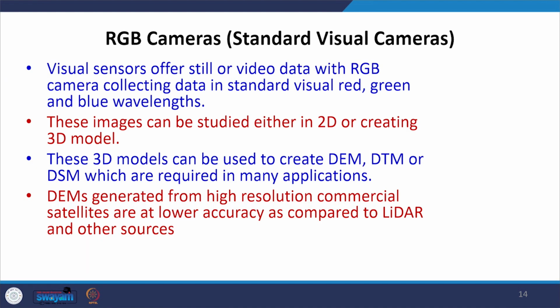We are using RGB cameras, which are the standard visual cameras here, and these visual sensors will offer us still or video data of the area which is collected in the standard visual red, green and blue wavelength part of the electromagnetic spectrum. As already mentioned in the previous lecture, these RGB images can be studied either in 2D mode or we can create a 3D model again with the help of the overlap region.